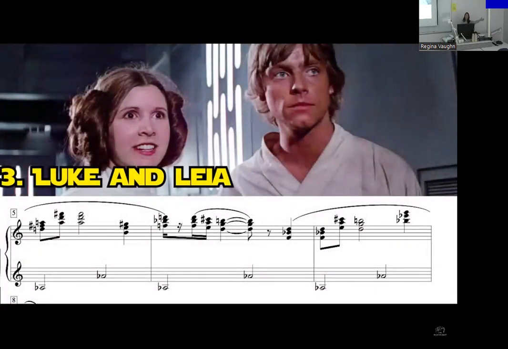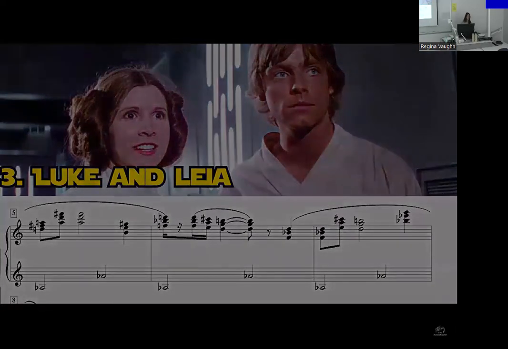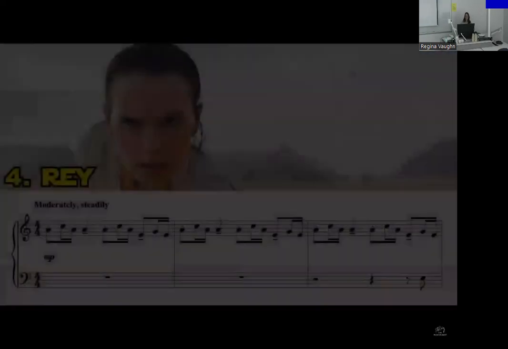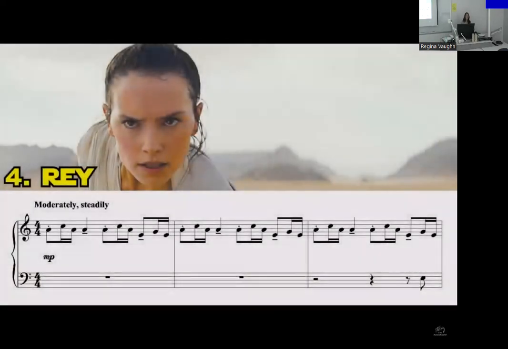Now, of course, in the original trilogy, we didn't know for a long time that they were brother and sister. So this sounds a little gushy, a little bit romantic, like they're sweet on each other, but now we know that. Oh, spoiler alert, in case you didn't know they were brother and sister. Now, this is from the more recent trilogies.